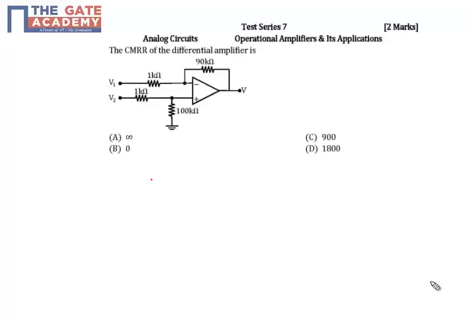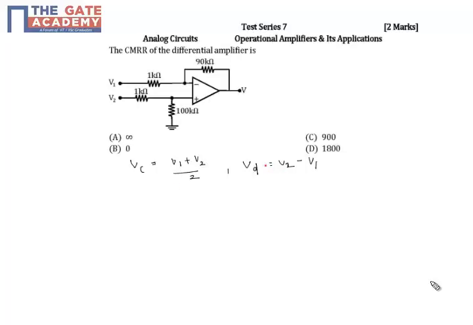So in the given problem, he is asking the common mode rejection ratio of the differential amplifier. So this is V1 and this is V2. So first I'll do Vc equal to (V1 plus V2) by 2, and the differential voltage Vd is V2 minus V1, because we have to take V2 minus V1. So this is a common mode voltage, 1 by 2 into (V1 plus V2), and this is a differential voltage.